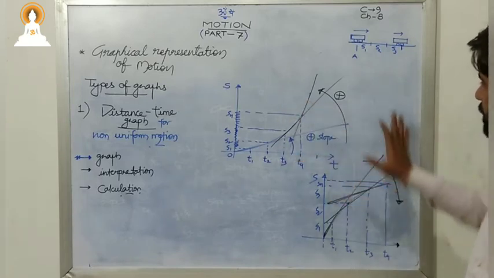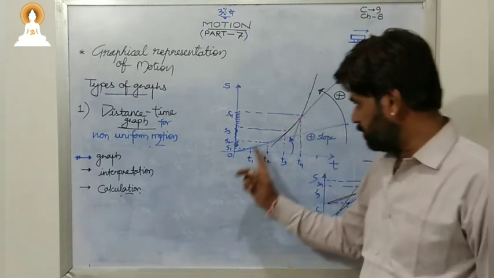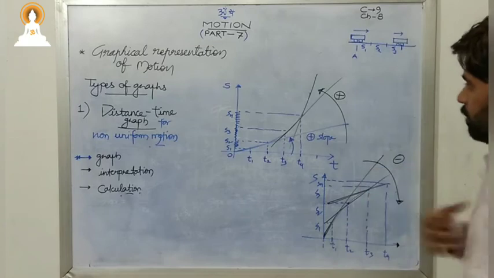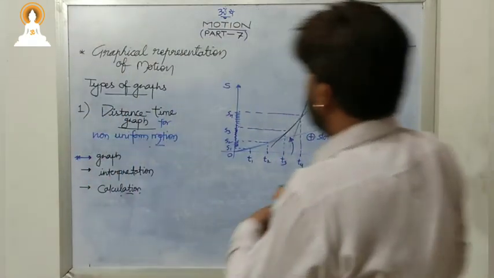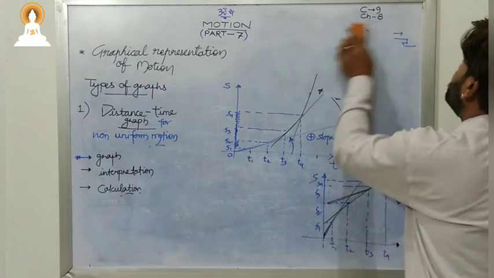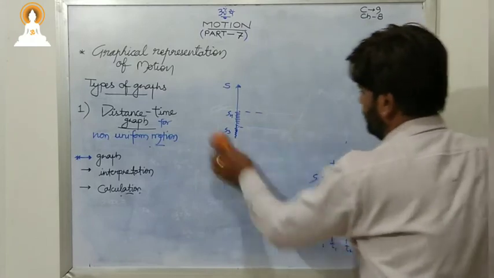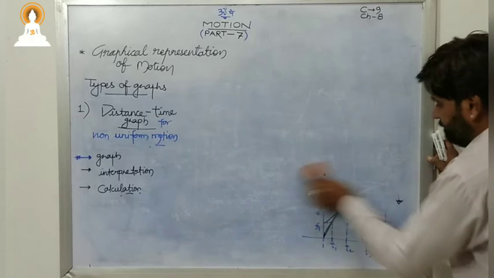Both cases I have given you: the positive slope non-uniform motion and the negative slope non-uniform motion. Remember. Let us move to one example over this, and then after that we will move to the next one.